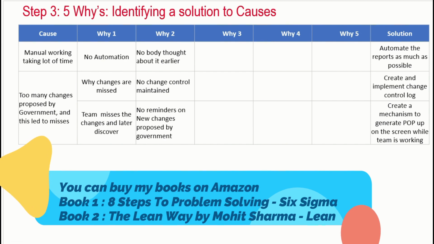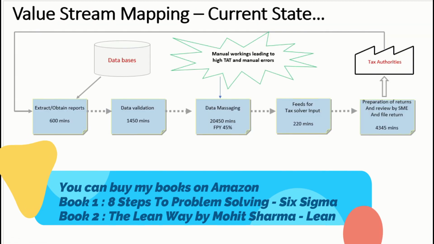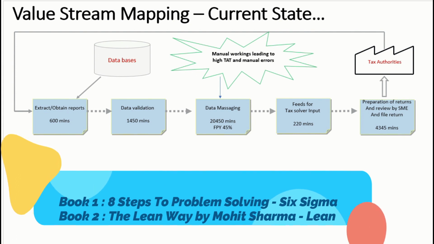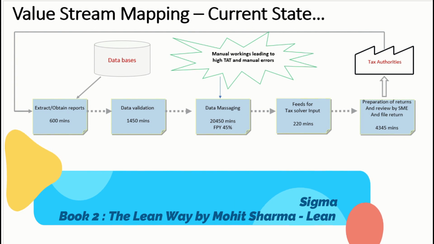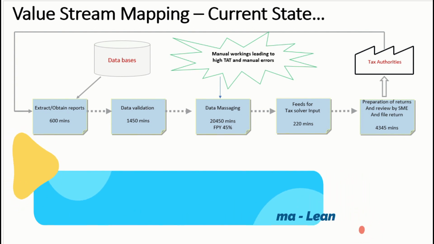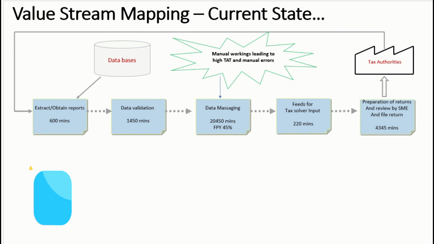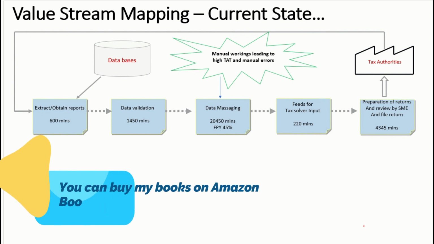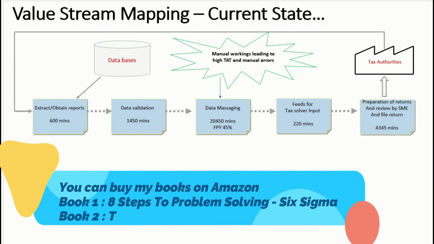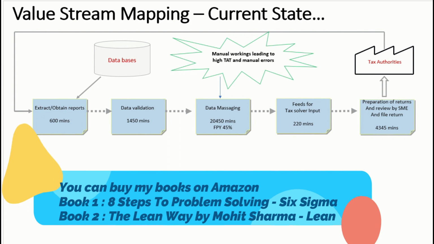These are some of the root causes that the team has identified. Value stream mapping was also done to understand what the process is and how much time each step is taking. Extraction or obtaining the report was taking 600 minutes. Data validation was taking 1450 minutes. Data massaging was taking 20,450 minutes. And the first pass yield was also very low, 45%, meaning 55% of the time there was rework or errors which the team was making.